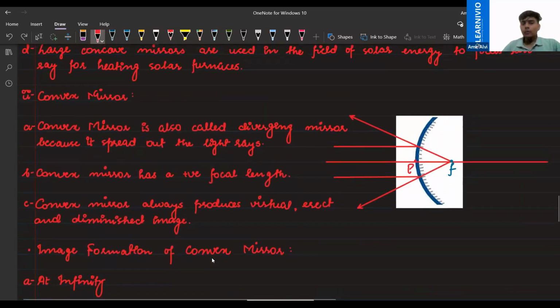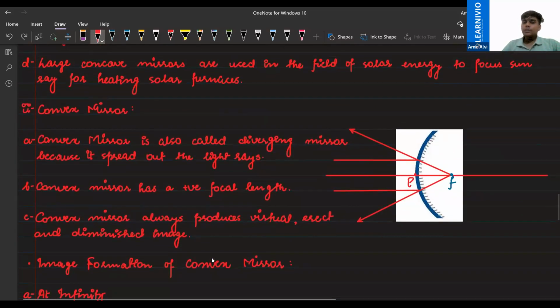Okay, let me explain the convex mirror part. So the convex mirror is called a diverging mirror. Why diverging? Diverging means that light spreads out like this after reflection. So actually, these light rays are not meeting, yes or no? They are not meeting with the focus. What we have to do is basically assume that they are meeting behind the mirror.